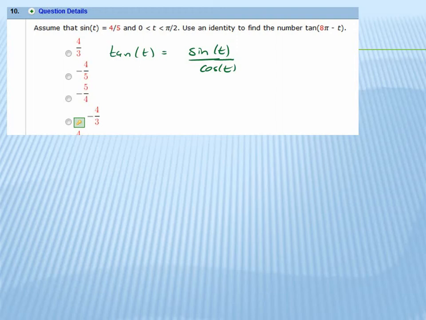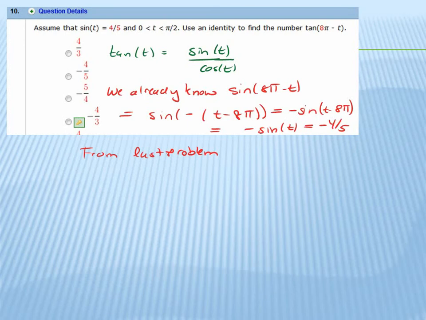Tan t is sine t divided by cosine t, so I'm going to use that. We already know sine of 8 pi minus t by using the same tricks I just used in the previous slide. I could turn that around and pull out the minus sign, and going 8 revolutions is the same thing as going 2 pi revolution. It's the same exact thing because I'm going around an even number of times clockwise. So I know what the sine of minus t is. It's minus 4/5.